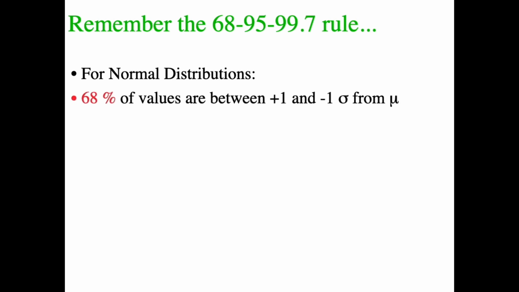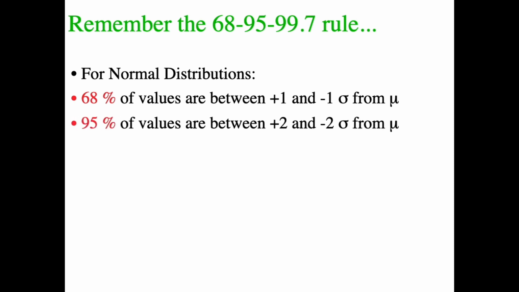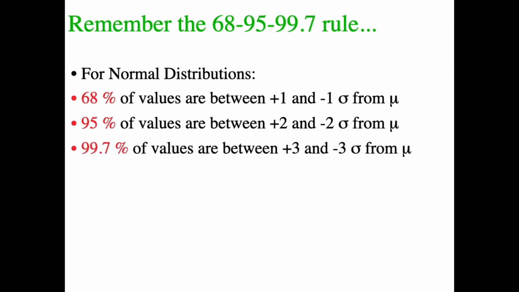So in fact, we have kind of a handy rule here that we can call the 68, 95, 99.7 rule, that for normal distributions, 68% of the values are going to be between +1 and -1 standard deviations from the mean, that 95% of those values are between +2 and -2 standard deviations from the mean, and that 99.7% of our values, our scores, are between +3 and -3 standard deviations from the mean. So that's always true about normal distributions. It's not true about things that deviate from a normal distribution.